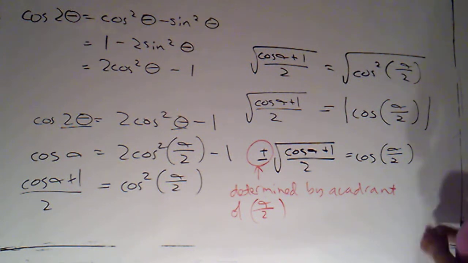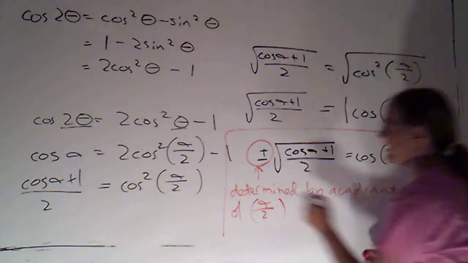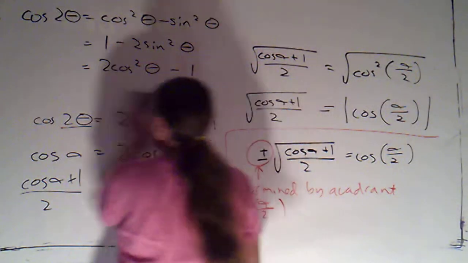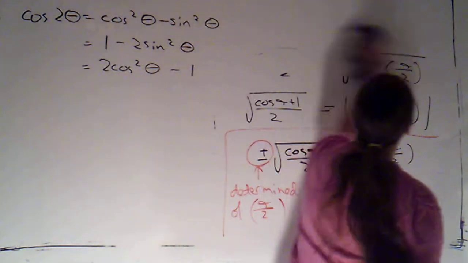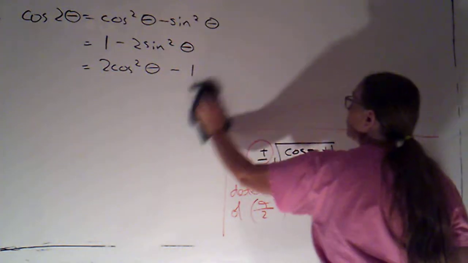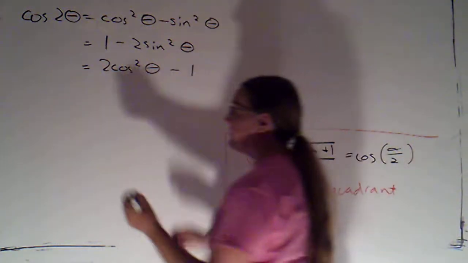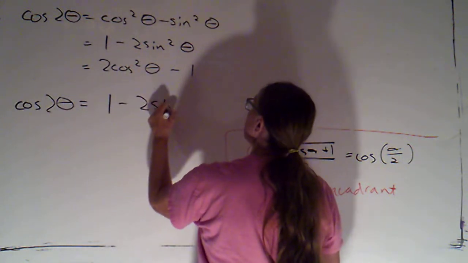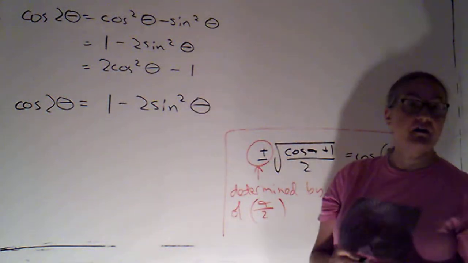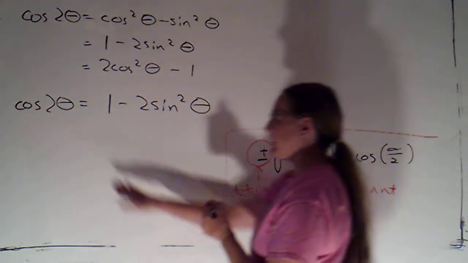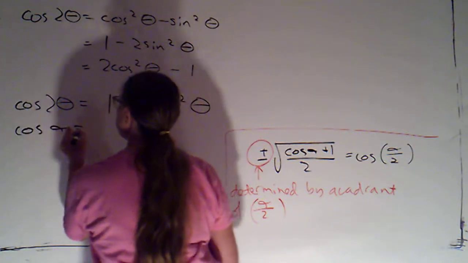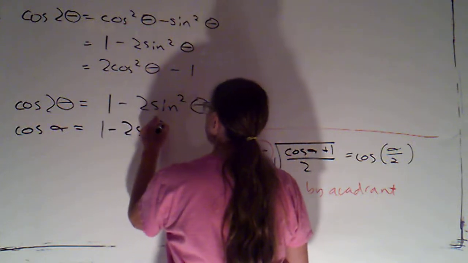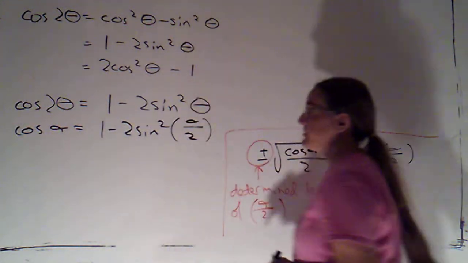Okay. All right. So there is our half angle formula for cosine. Let's do the same thing for sine. So there, the version of the double angle formula that I'll start with is that cosine of 2 theta is 1 minus 2 sine squared of theta. I'll do the same substitution. I'm going to call 2 theta alpha. So this becomes cosine alpha, and then theta becomes alpha over 2. So 1 minus 2 sine squared alpha over 2.